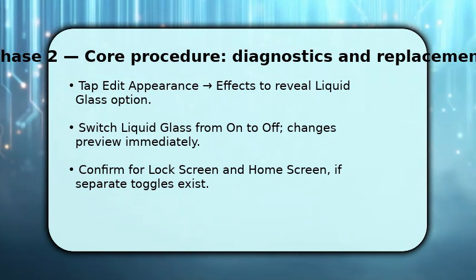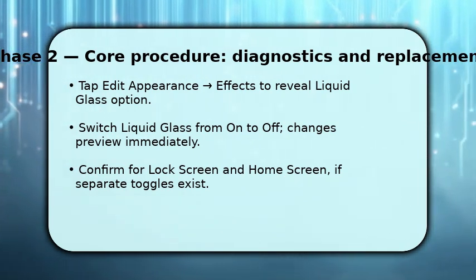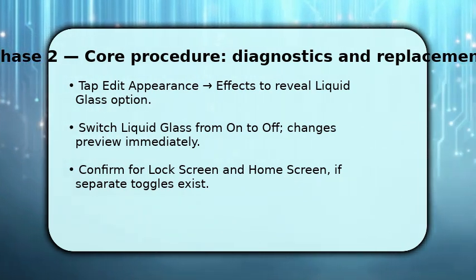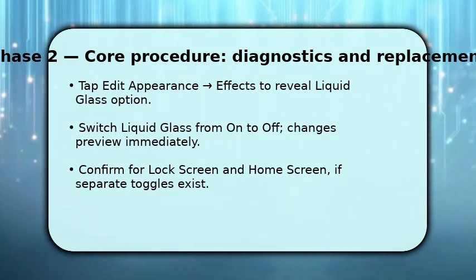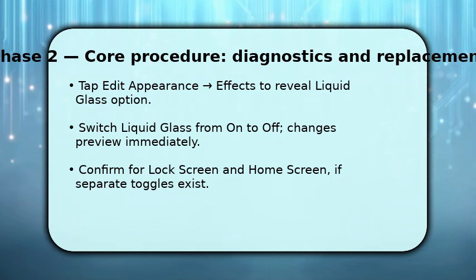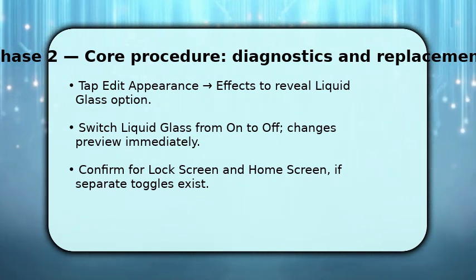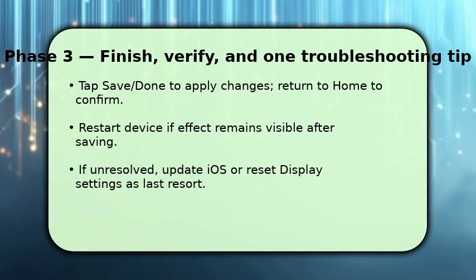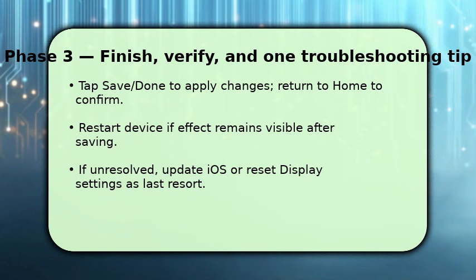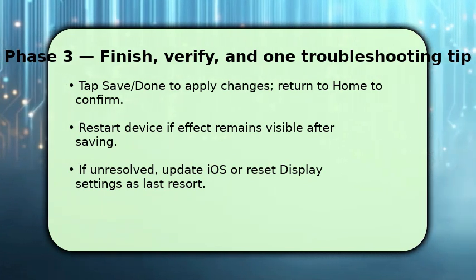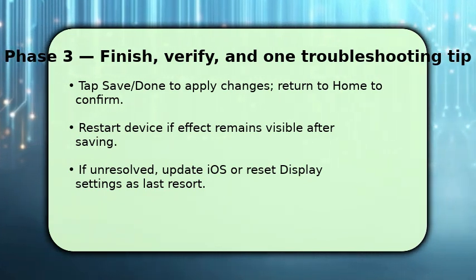If your lock screen and home screen have separate controls, make sure you disable Liquid Glass for both, otherwise it may remain on one. Once done, tap Done or Save to apply. Make sure you watch the preview, because that's how you verify the change. Finish by tapping Save or Done, and then return to the home and lock screens to confirm the effect is gone. If Liquid Glass still appears, restart your iPhone.